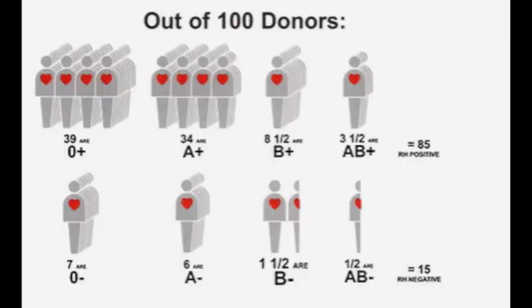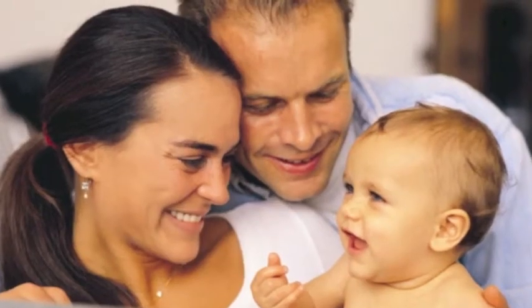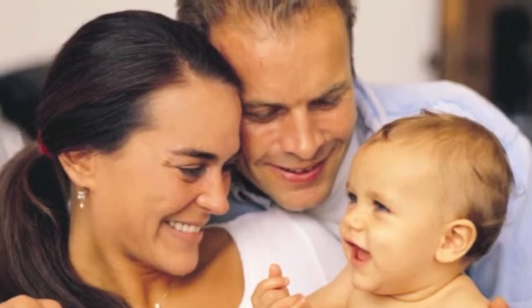Type A positive and O positive are the most common types of blood in the United States. Approximately 72% of the population are one of these two types. Type AB negative is the rarest blood type in the United States today and makes up only about 1% of our population. An individual's blood type is inherited from both parents.